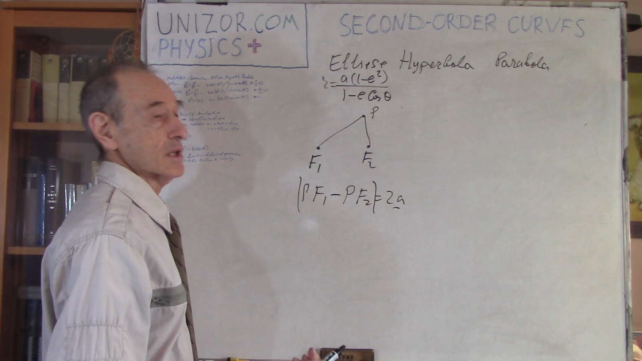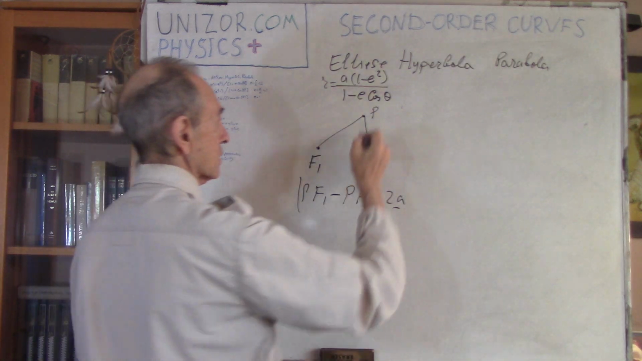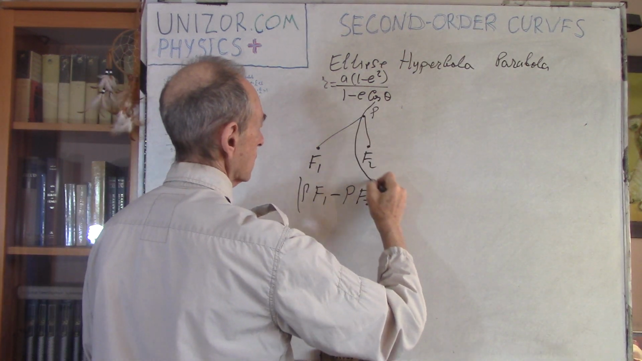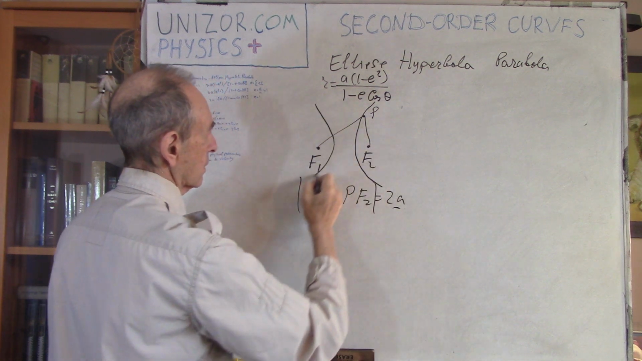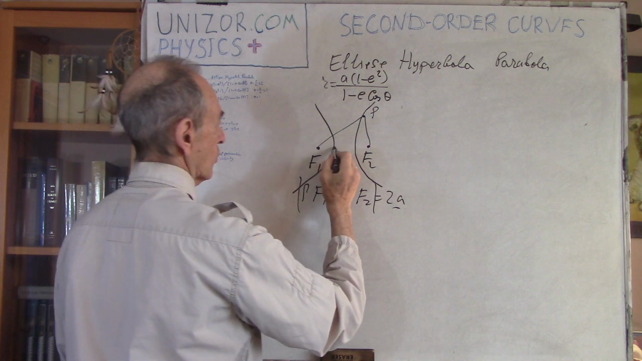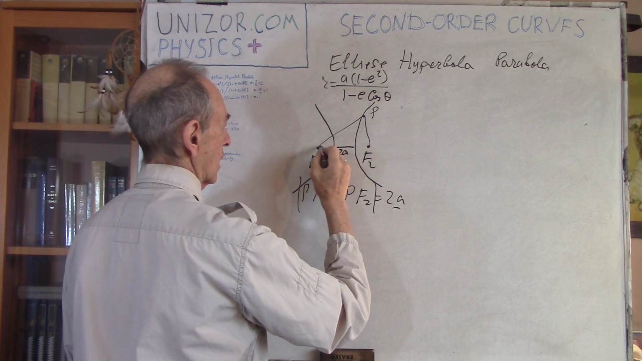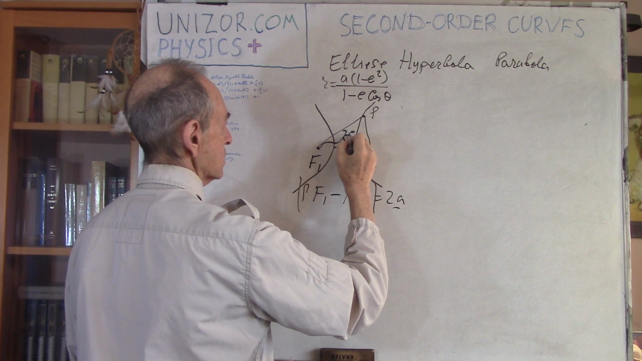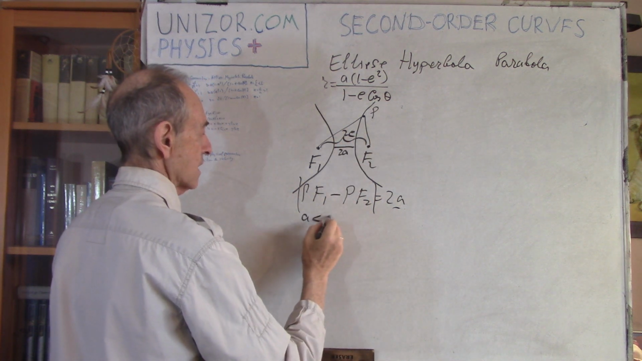And what's interesting is that the curve would be completely different. The hyperbola curve would be like this, with two branches. And this would be 2a, and this would be 2c. So in this case, a is less than c.